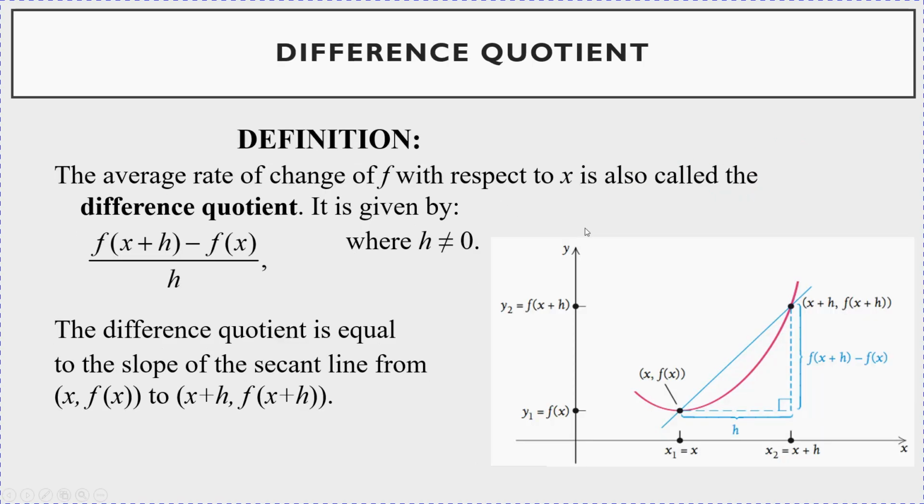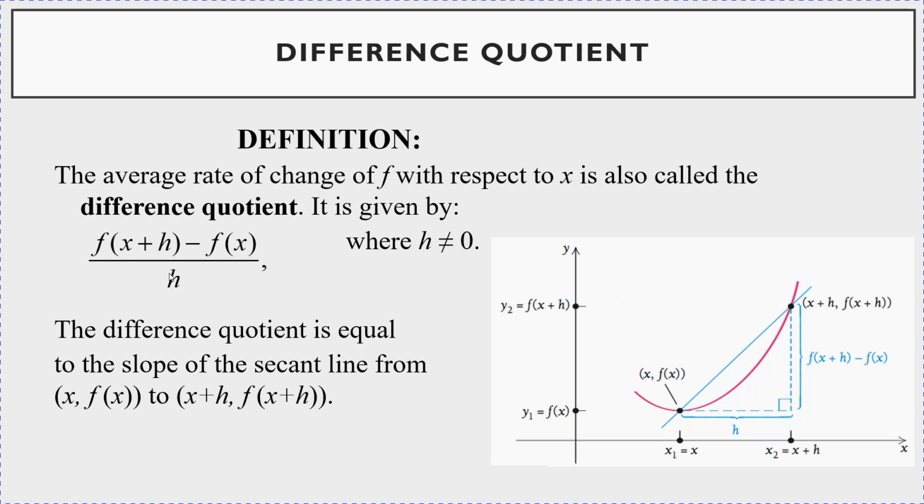All right, so now we're going to talk about something called the difference quotient. The average rate of change of f with respect to x is also called the difference quotient, and it's just given by this: f of x plus h minus f of x, divided by h. So really what we're doing is replacing the x2 minus x1, that delta x, with just the variable h.